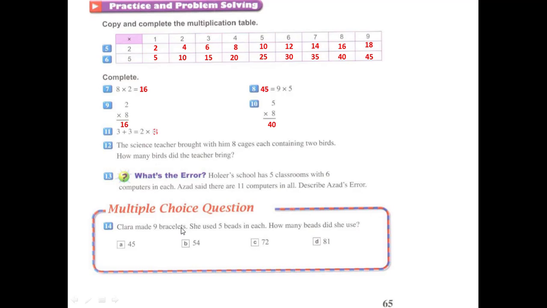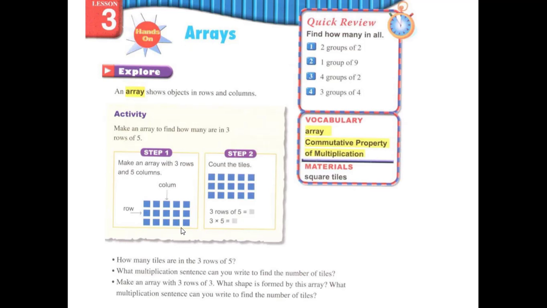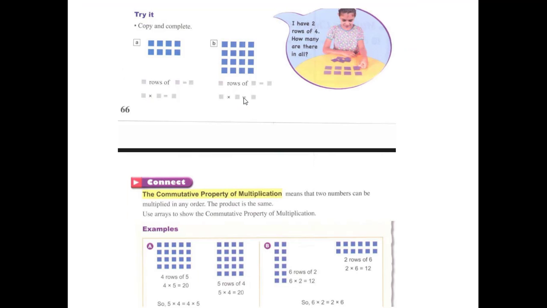Now, here we have arrays, okay? They show objects in rows and columns. How many rows do you have, guys? Rows. You have 2 rows, okay? 1, 2. How many columns do you have? Columns go from up to down. 1, 2, 3, 4.